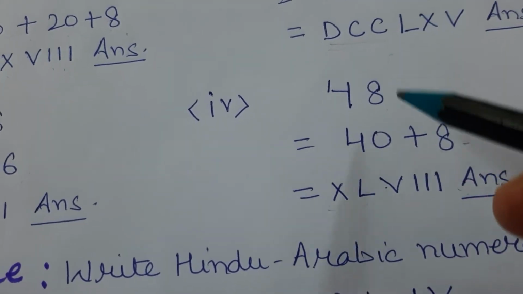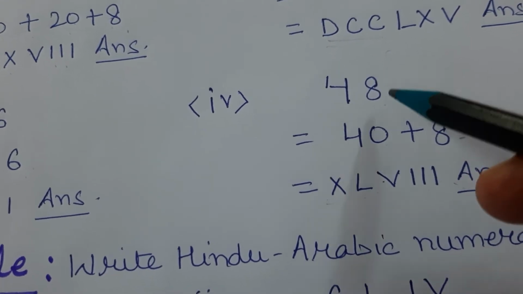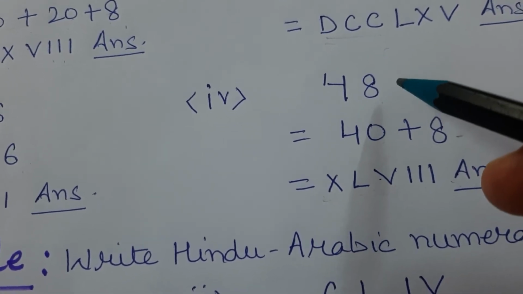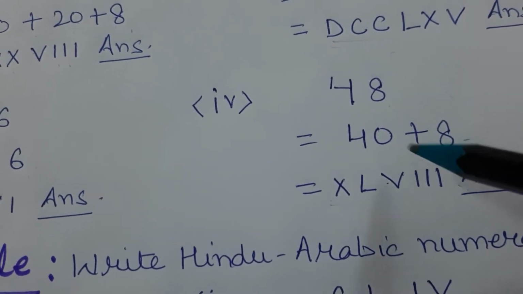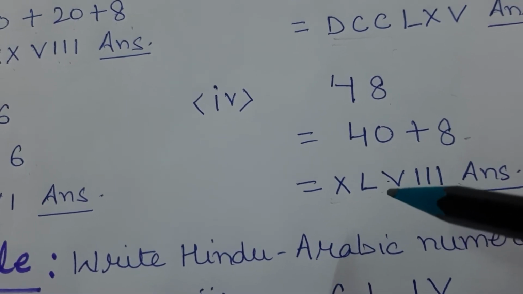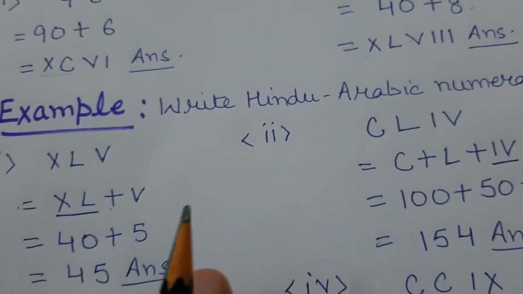So please do it after splitting the number according to its places. Then your sum will never be wrong.